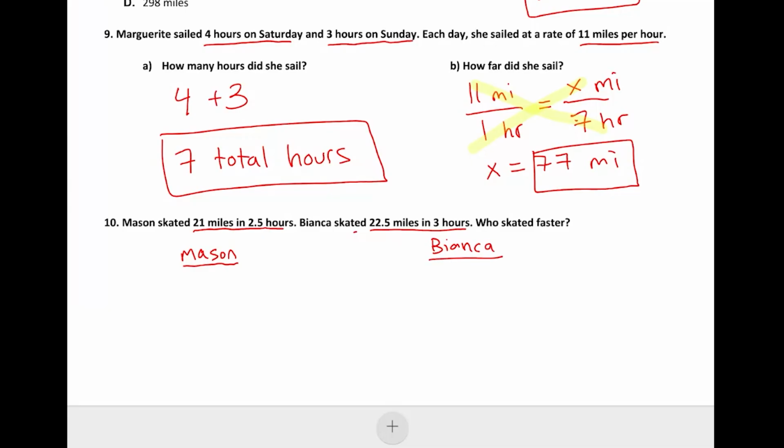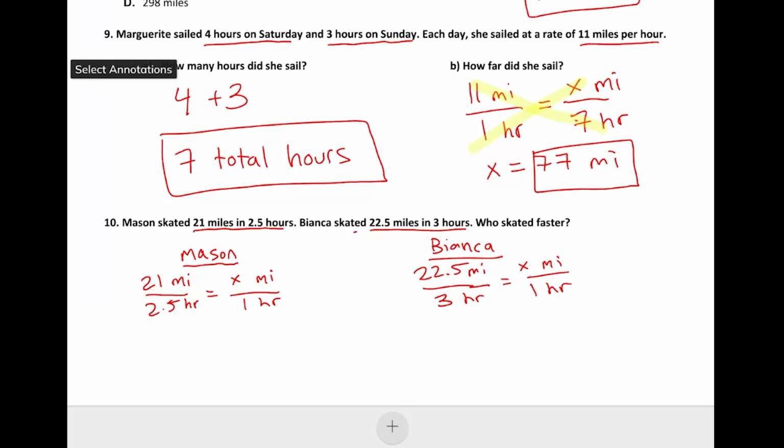So Mason did 21 miles in 2.5 hours. And we want to know what is the miles per hour on that. So basically, we're trying to force the hours to be 1. For Bianca, she did 22.5 miles in 3 hours. And we want to know what is her speed? X miles per hour.